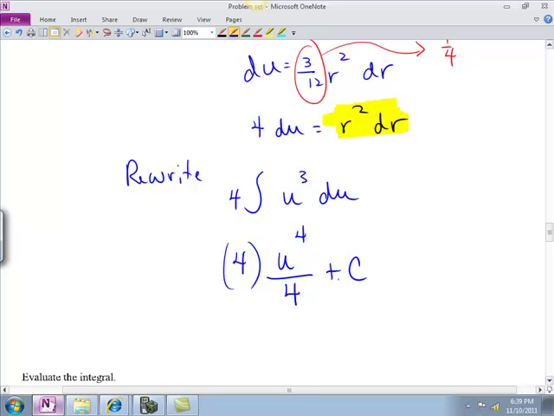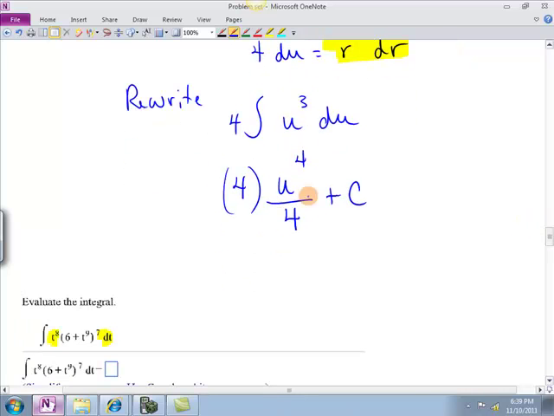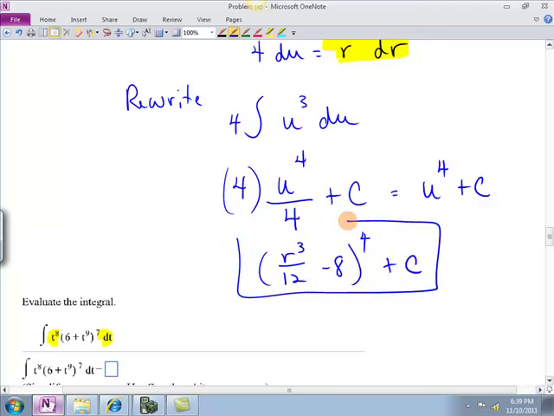Okay, do you see what you did? Yeah. Okay, so you actually just have u to the 4th plus c. And your u was that business, so you've got r cubed over 12 minus 8 to the 4th plus c. It's easy to make little mistakes like that. You want to be careful. Yes, sir.